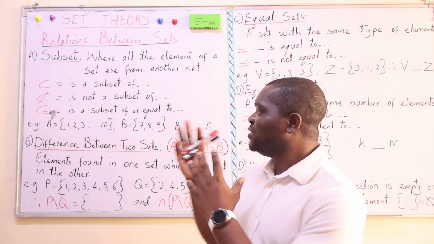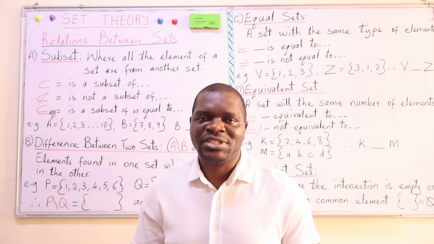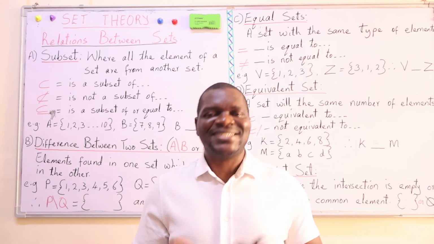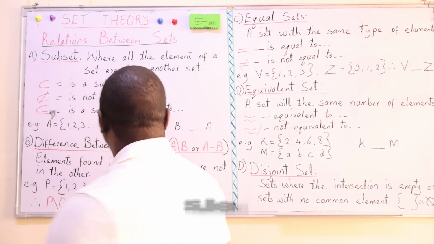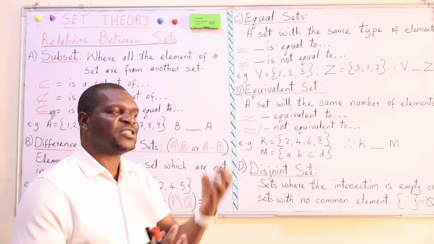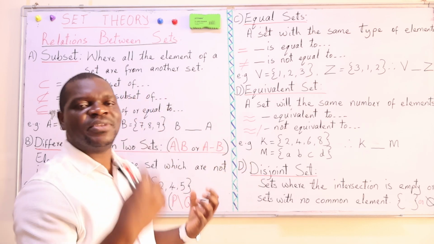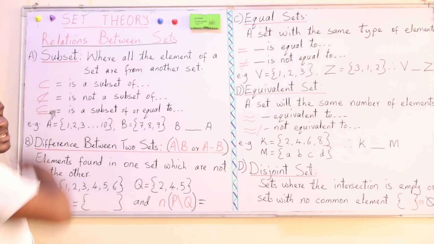Without waste of time, we are going to go straight to explaining what is on the board. What are the different relationships that exist between sets? The first one is subset. What is a subset? A subset is simply two sets in which one set has all its elements coming from the other set.